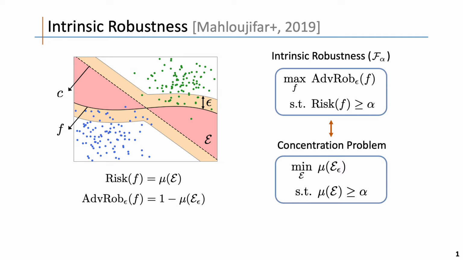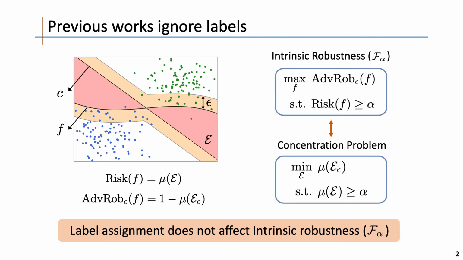Built upon the connection between adversarial robustness and classifier's error region, it has been shown that if we restrict the search to a set of imperfect classifiers, the intrinsic robustness problem can be reduced to the problem of measuring concentration. Many efforts have been made towards understanding the concentration function for different input distributions and perturbation metrics.